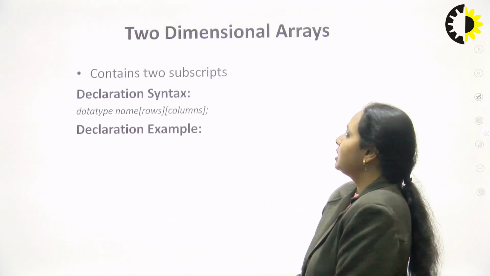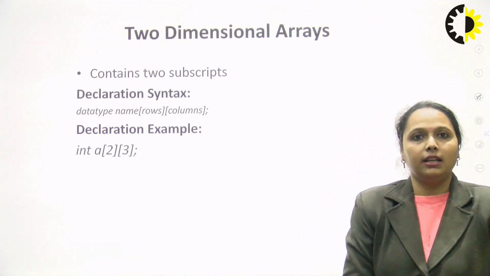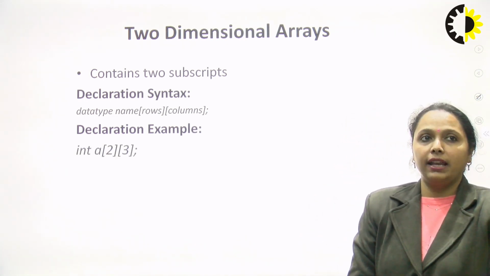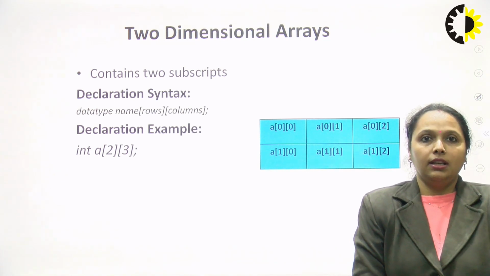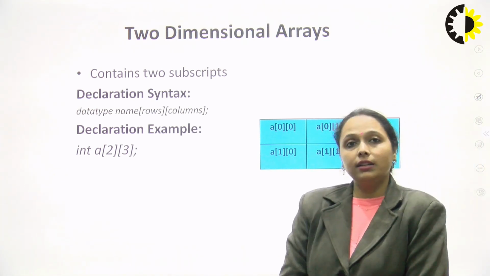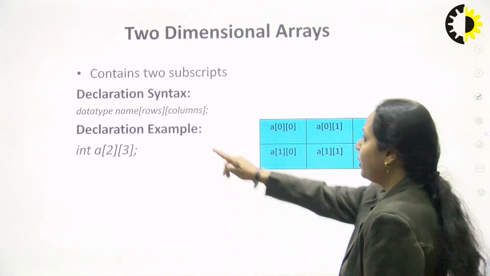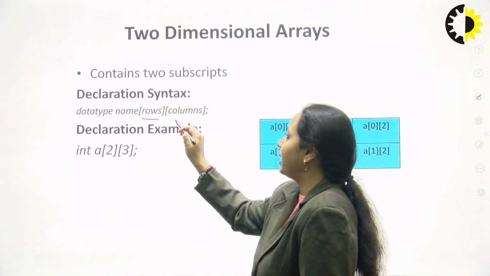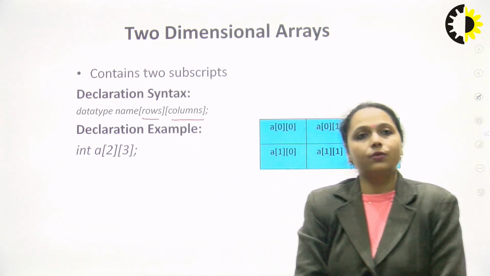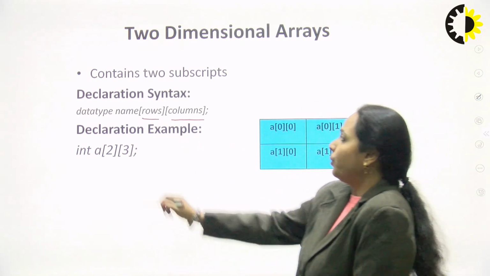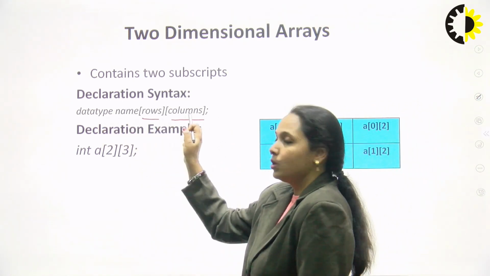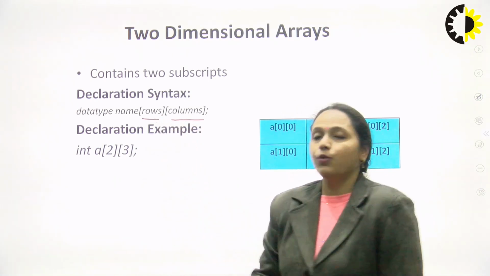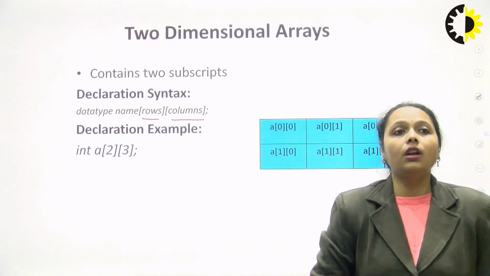Now next we will discuss what are two-dimensional arrays. Within a two-dimensional array, we have two subscripts. As we discussed, within the one-dimensional array, there is one square bracket. In a two-dimensional array, we have two square brackets. One is for row and the second is for columns. So, data type, name, rows and columns. The first subscript is for rows and the second subscript is for columns.